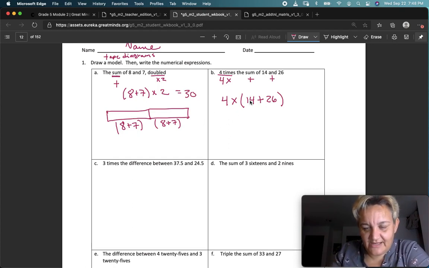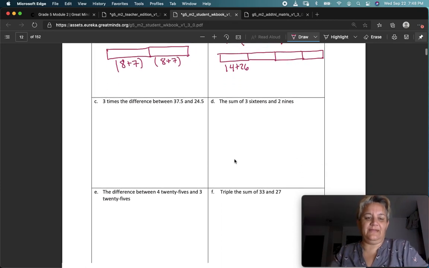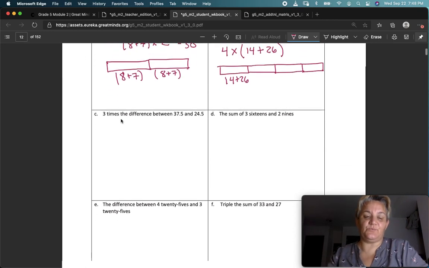Okay, so I've got this 14 plus 26. And now I'm going to multiply that times 4. So I'm going to redraw the same square 4 times. 1, 2, 3, 4. Okay? All right, next one. This isn't so hard, right? You just have to read carefully.